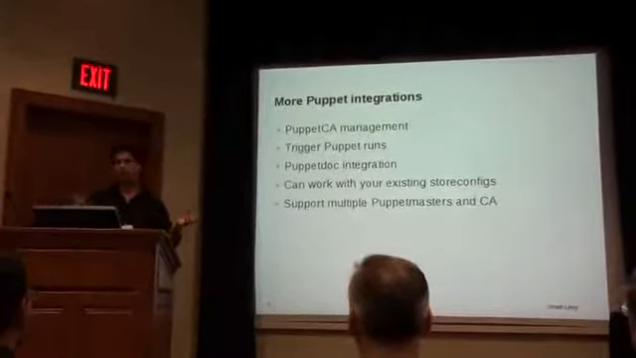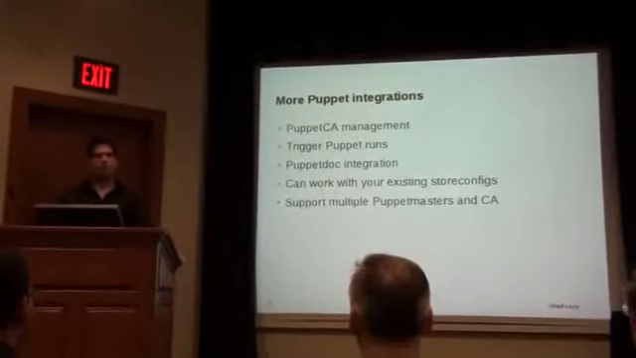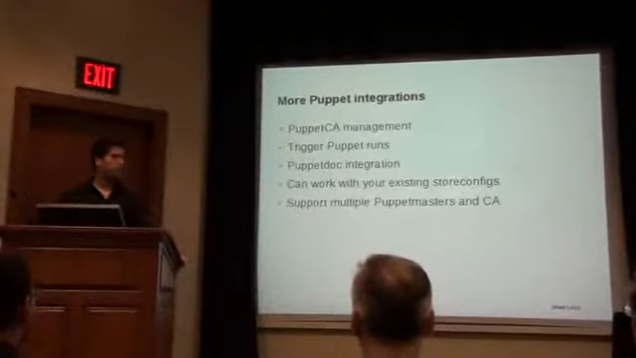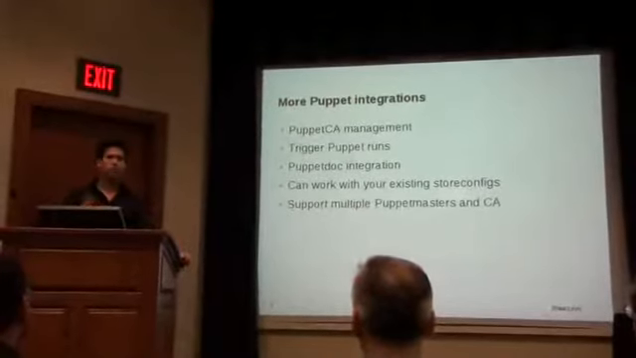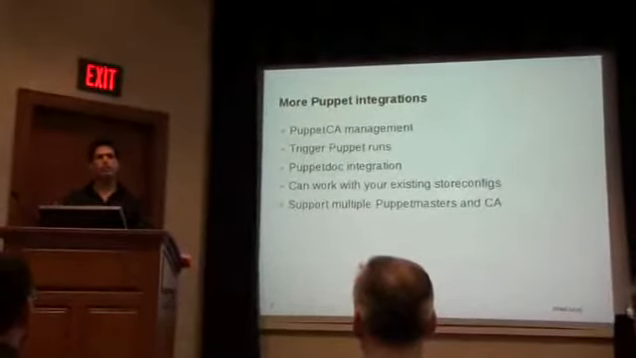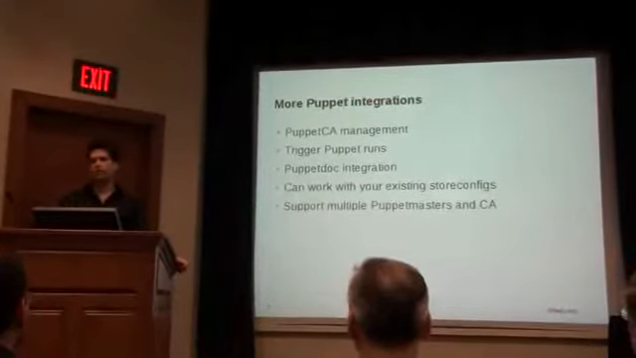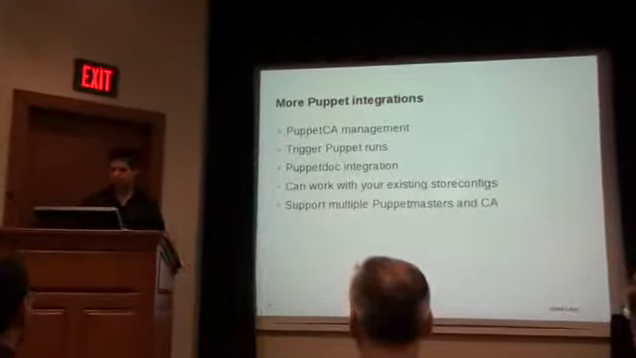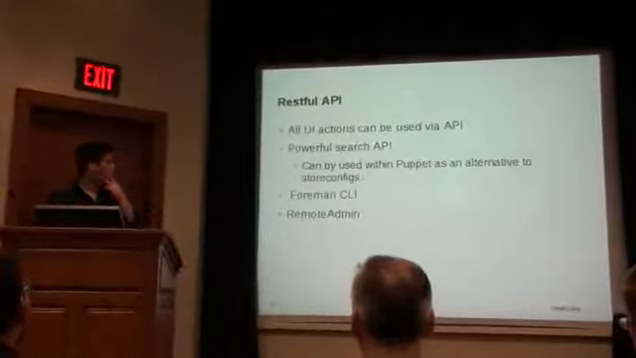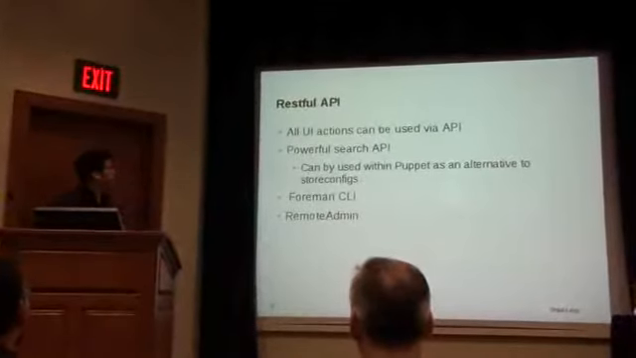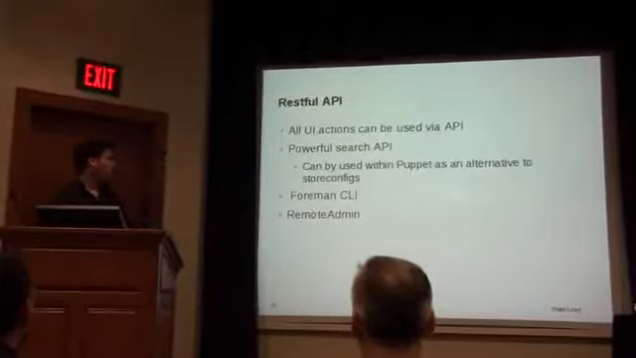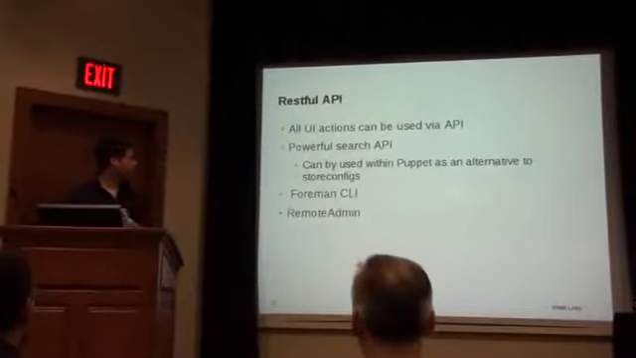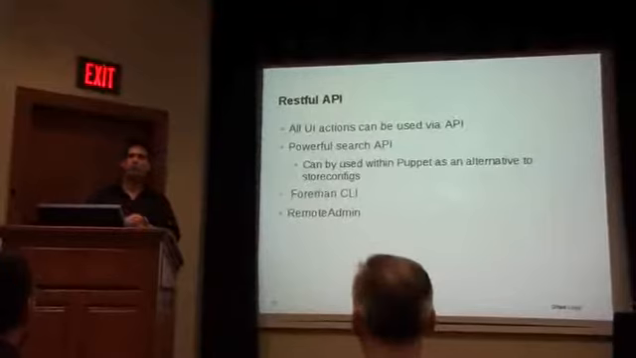or maybe small setups where you have one CA, one master, or multiples of those, or whatever combination, because the idea is that Foreman can act as a single place that you go to see your whole infrastructure, not just data centers or stuff like that. We do have, as Brian mentioned, a RESTful API. I did mention the search, and a lot of people are using that, I think, as an alternative to store configs.